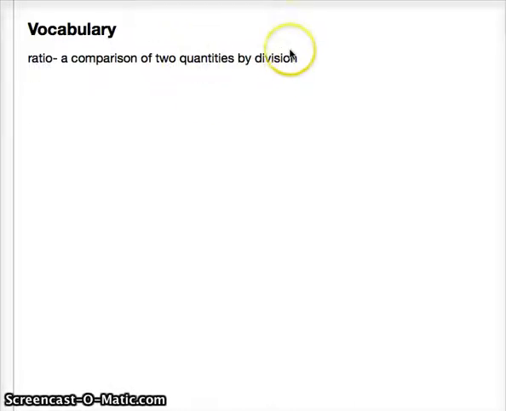I think that definition is slightly confusing. The division piece comes in when we look at the way we write it. Oftentimes we write ratios as a fraction. So let's take a look.